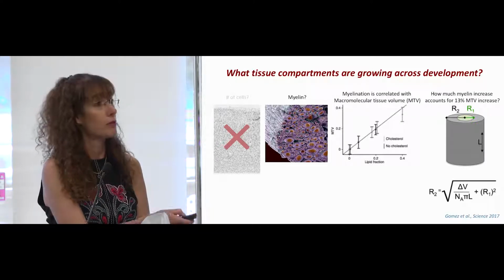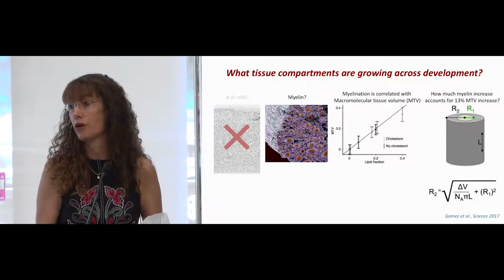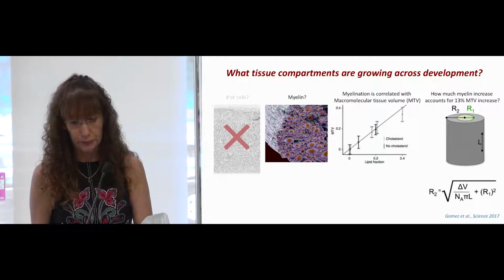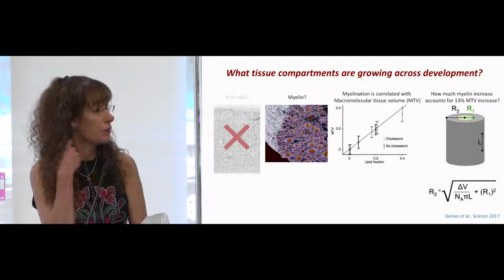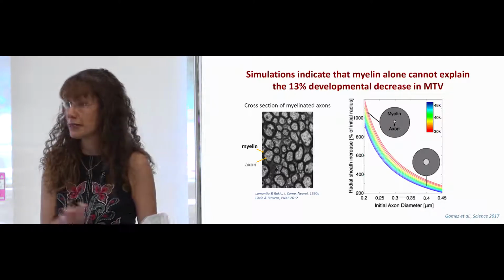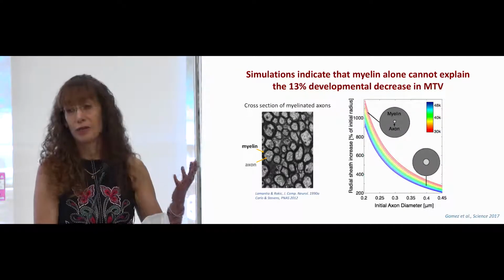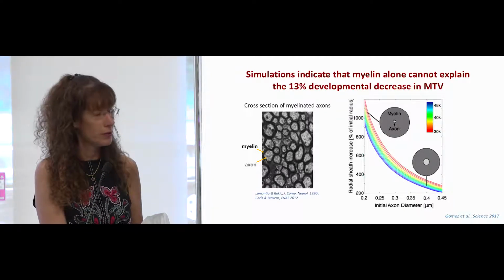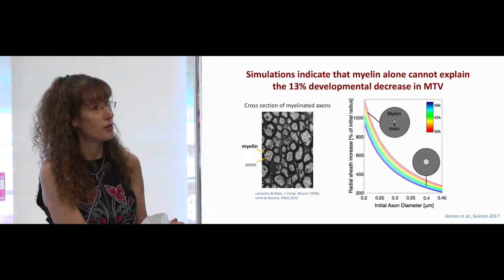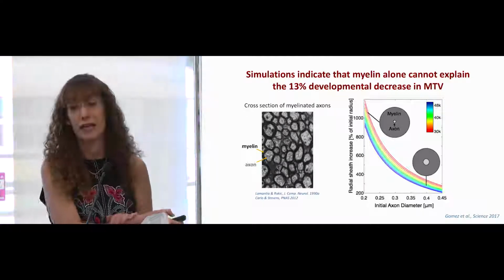So in our simulation, we simulated how much the volume of the myelin sheaths would need to grow to account for this 13% increase in macromolecular tissue volume. And so Jesse did a range of simulations. We varied the initial axon diameter as well as the density of the axons within a voxel. And what we found from these simulations is that in order to have a 13% increase in macromolecular tissue volume, the axons would have to grow to some enormous sizes, such that the myelin sheath's diameter is much bigger than the axon diameter. And this doesn't even look like any axons in the brain.